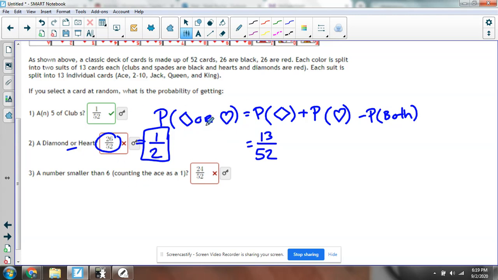So if you have your TI-30X or your TI-84, make sure you use the math enter, because apparently they only want the reduced fraction of your answer.